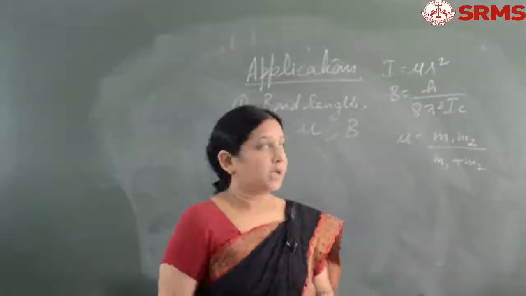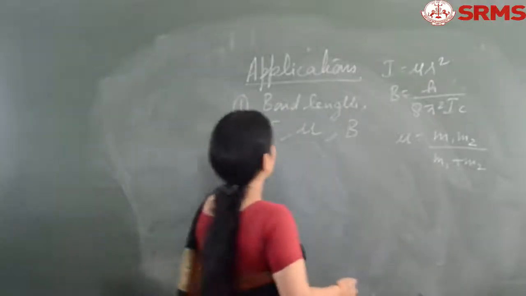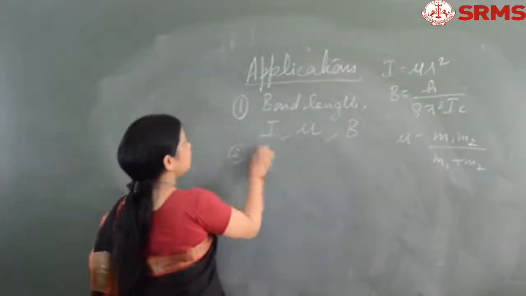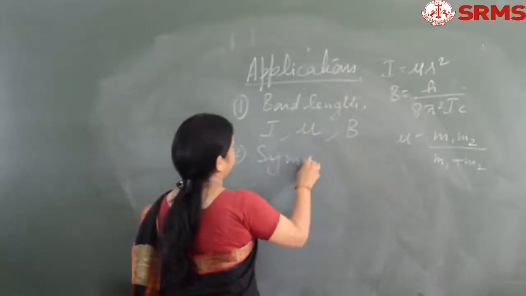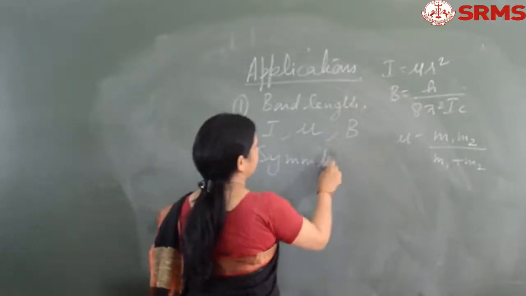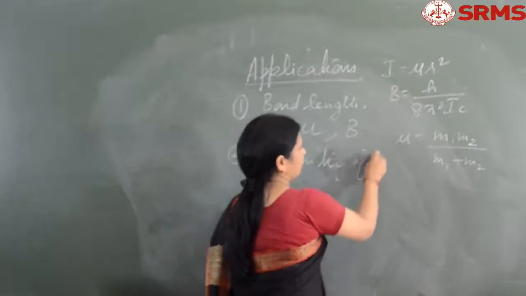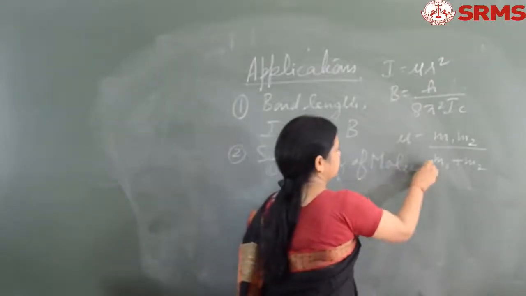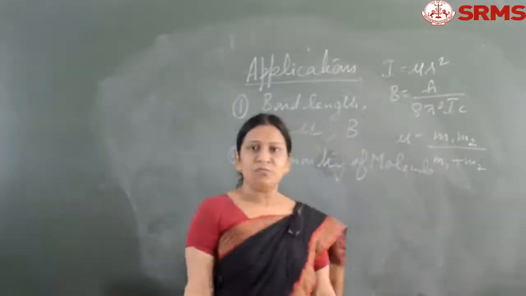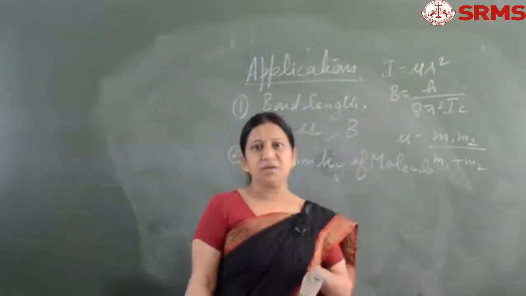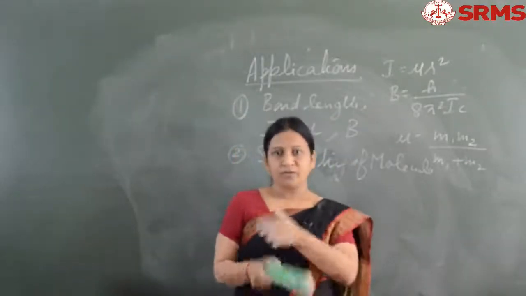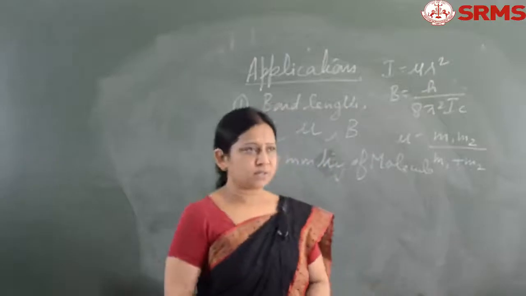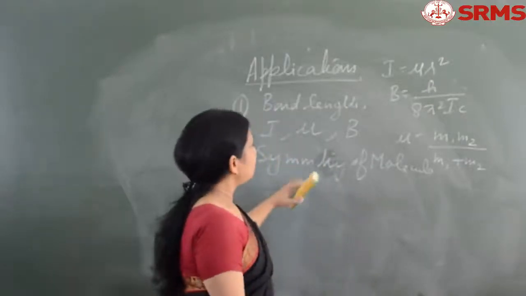Secondly, the next application is I can determine the symmetry of the molecule. So by this spectra, the symmetry of the molecule can be determined, because we have done a derivation taking center of gravity and all that, which we have already discussed. So we can determine the symmetry of the molecule.